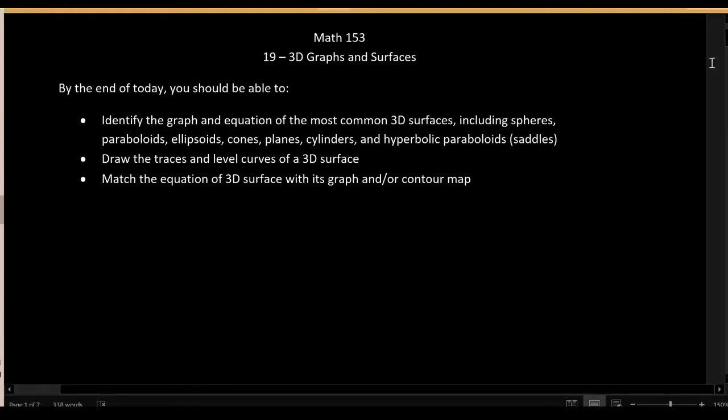Today what we're going to do is identify the graph and equation of some of the most common 3D surfaces, the kind of stuff that you will be looking at, especially in Calculus 4. We're going to examine what are called the traces and the level curves of a 3D surface, which is basically just a topographical map of the surface. Then we're going to get some practice, primarily in the exercises for today, matching the equation of a surface with its graph and/or its contour map.